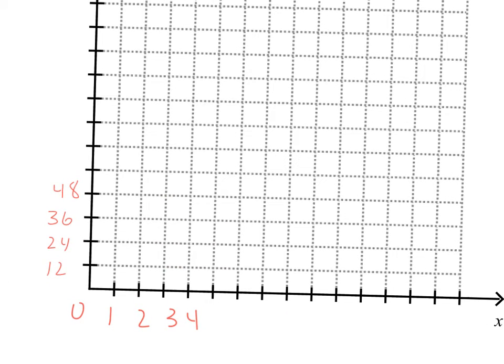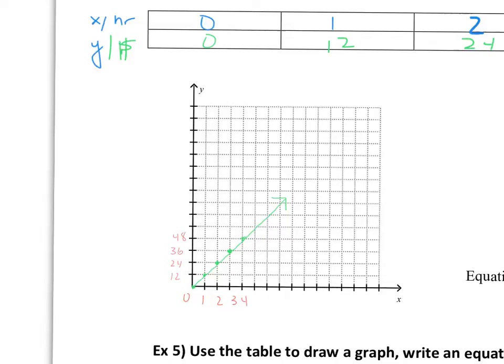So I've got a point at 0, 0, 1, 12, 2, 24, 3, 36, and 4, 48. And go ahead and draw your line there. Okay, and if you press and hold on Notability, it should straighten your line out for you.